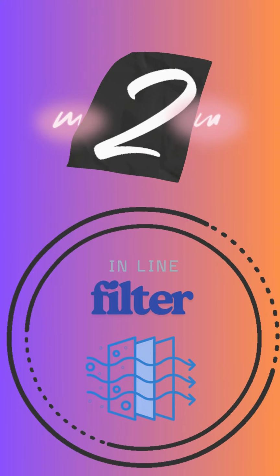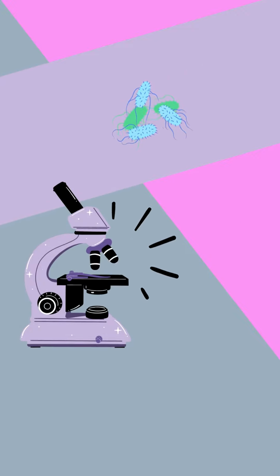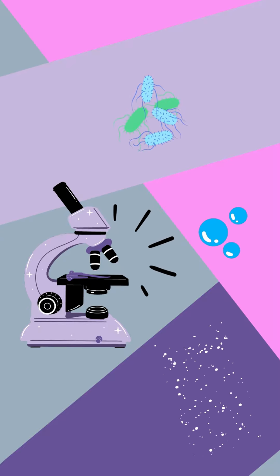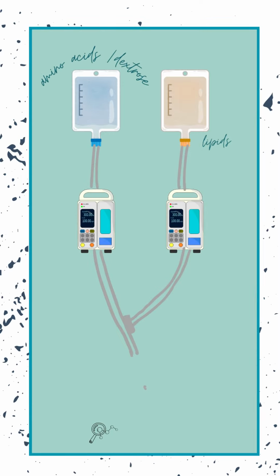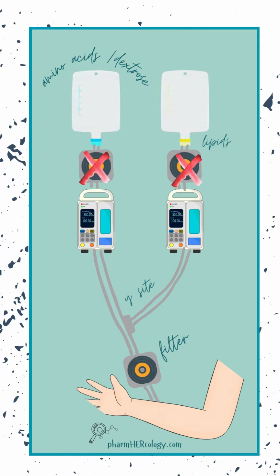The next thing you need to know is that all TPN requires use of an inline filter. A filter is necessary to reduce the patient's exposure to microorganisms, air emboli, microprecipitates, and microparticles. The current recommendation is for all parenteral nutrition to be filtered with a 1.2 micron filter that is placed close to the patient, not the bag.